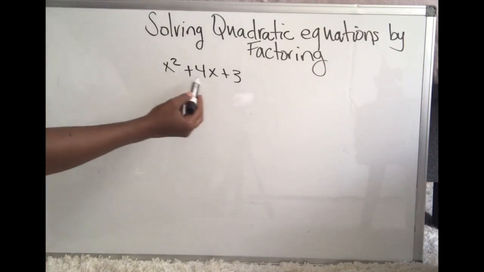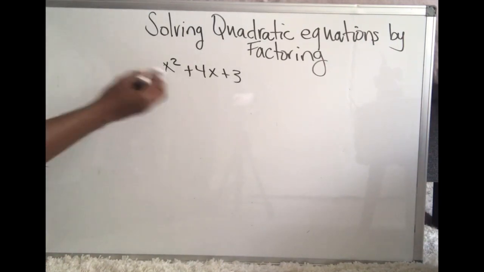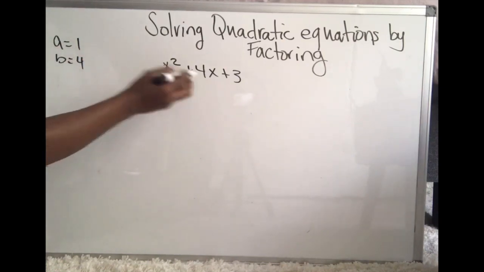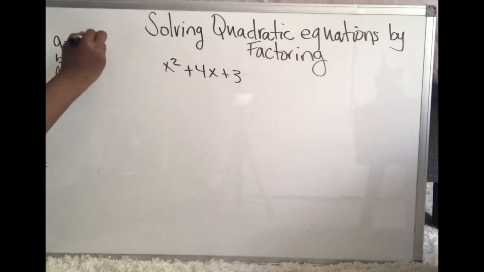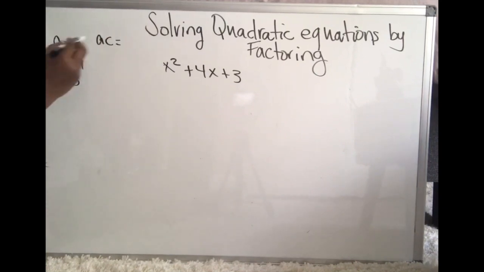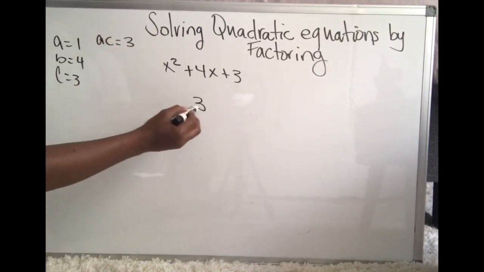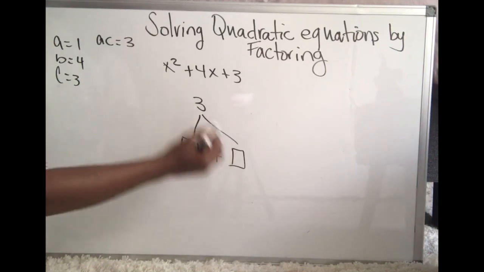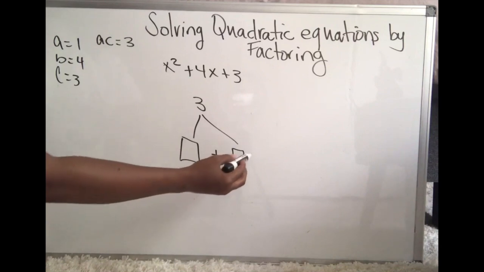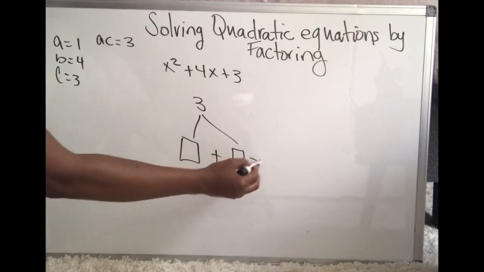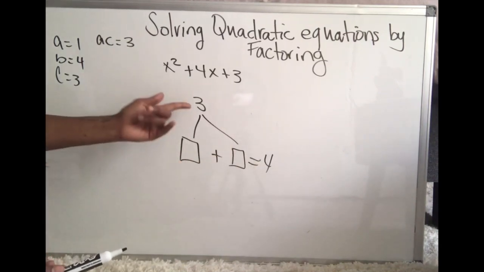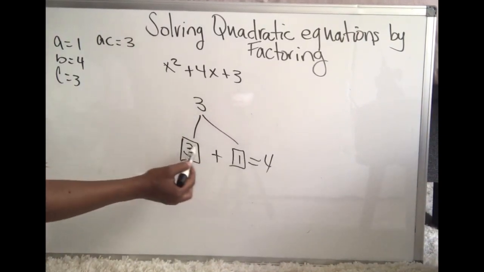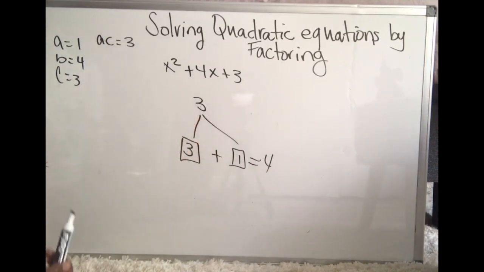Alright, so we have x squared plus 4x plus 3. And my A is 1. My B is 4. And my C is 3. My A times C is 3 times 1 is 3. So we need a number that multiplies together to give me 3 and then adds together to give me 4. That one's pretty easy. I can look at that and say 3 and 1. 3 plus 1 gives me 4, and 3 times 1 does give me 3.